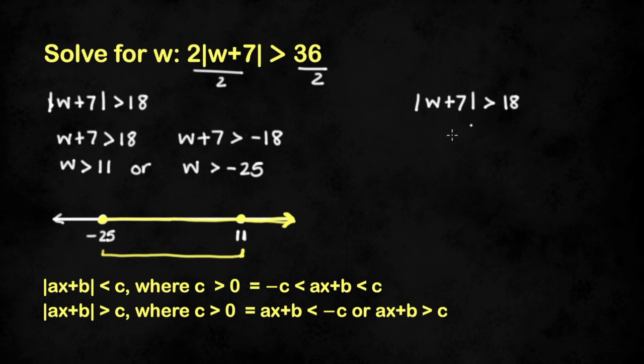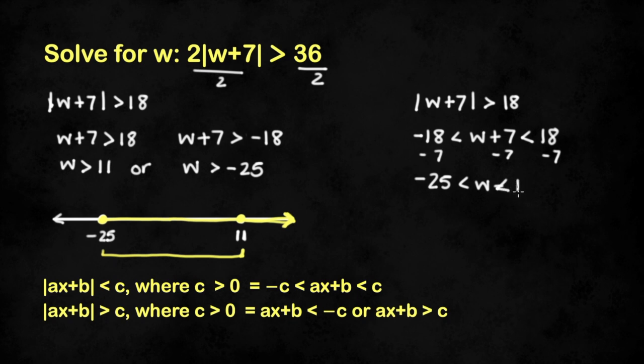Now, since the expression is greater than 18, we can rewrite the inequality as negative 18 is less than w plus 7, which is less than 18, as per the rule of thumb. If you subtract 7 from all 3 sides, we get negative 25 is less than w, which is less than 11. That is the same answer we got the first time we solved it.